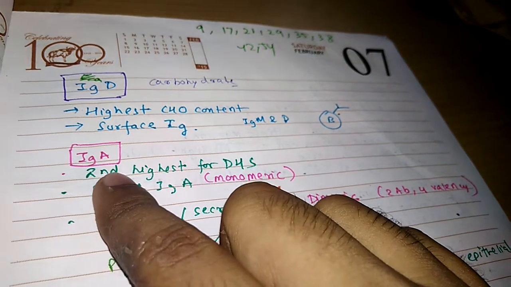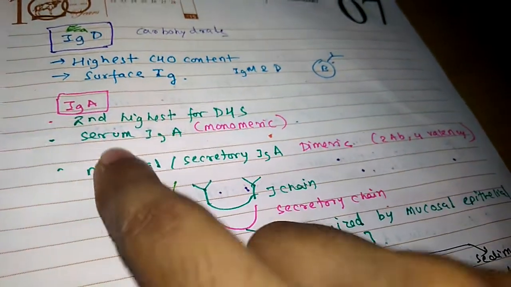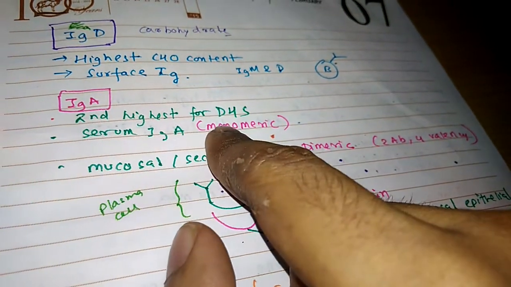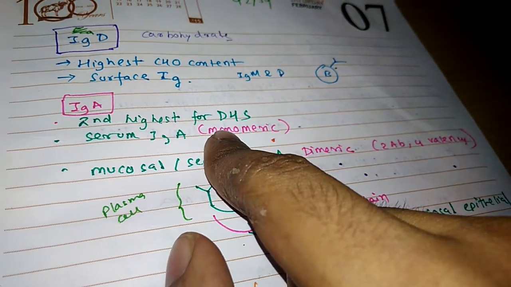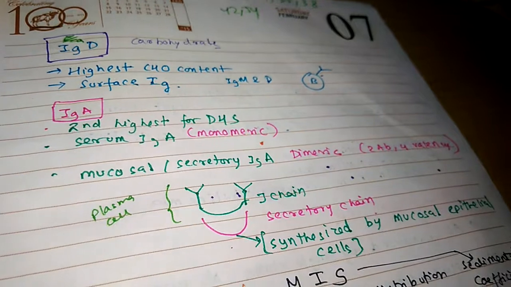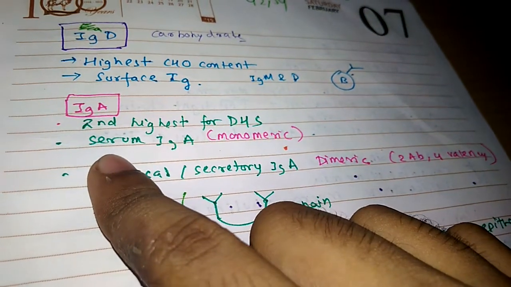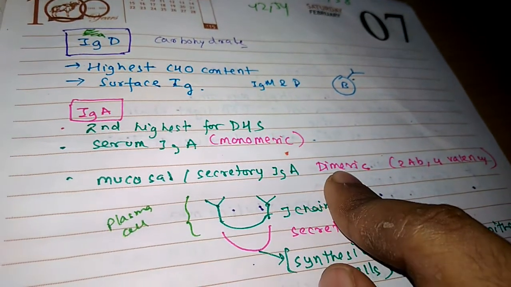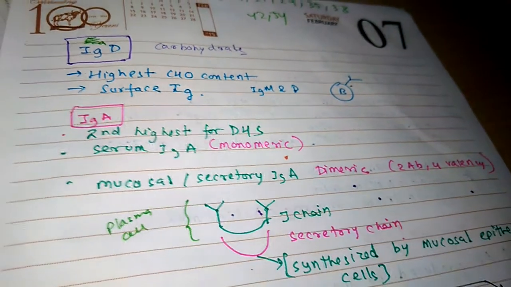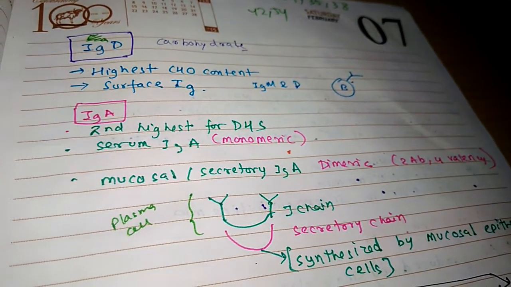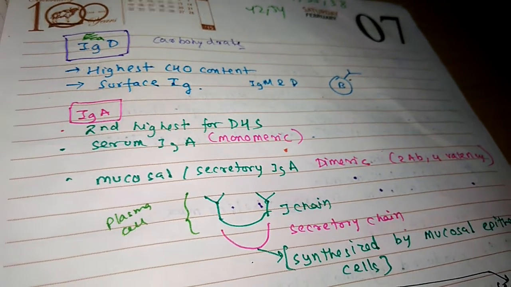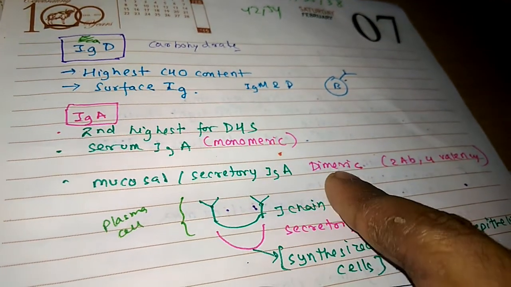Next we have IgA, mainly the secretory immunoglobulin. Second highest in DHS, as we studied in the GAMDE. And it can be both monomeric and dimeric. It is single when it is present in the serum. But in the mucosa, it will stick together. Right? Mucosa, sticky, secretory IgA, it is dimeric.